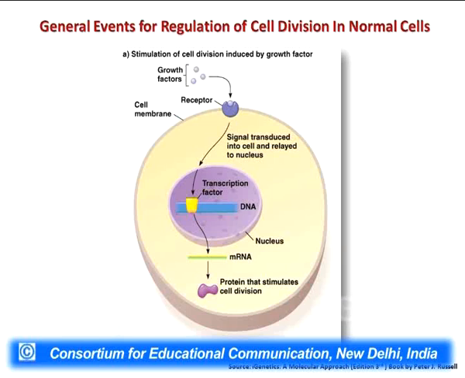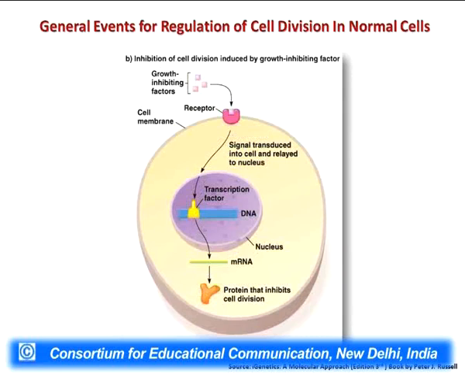So as soon as these growth factors bind to these receptors, they synthesize or activate certain transcription factors, which activate the mRNA, and the proteins which are necessary for cell division are generated, and the cell is now ready to divide into its daughter cells.